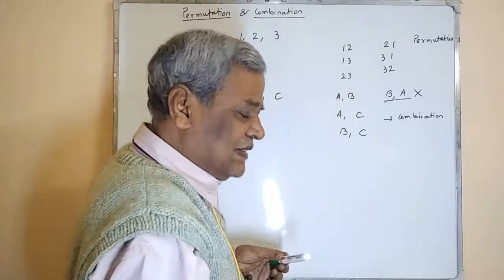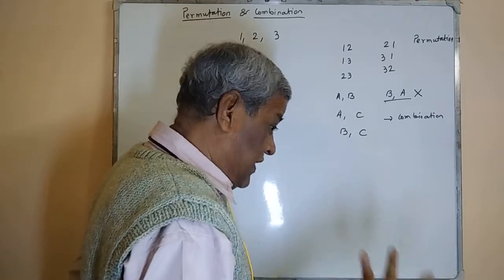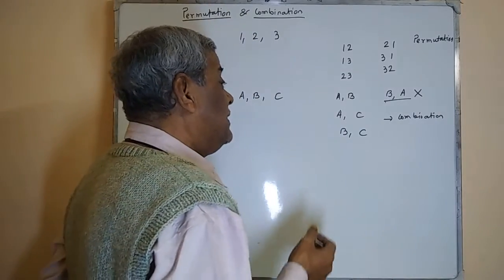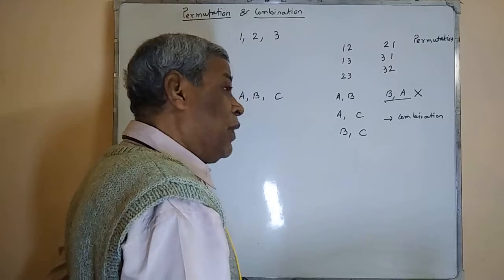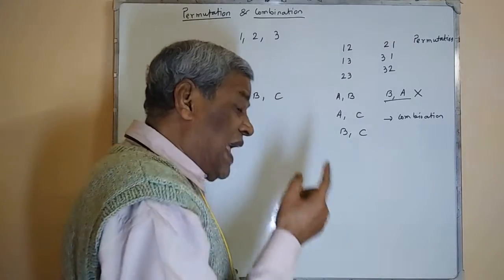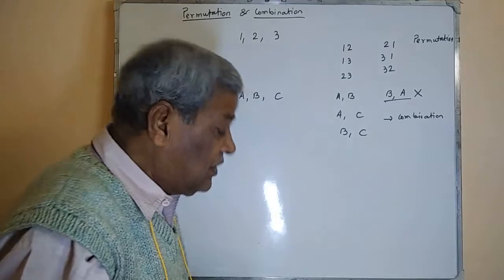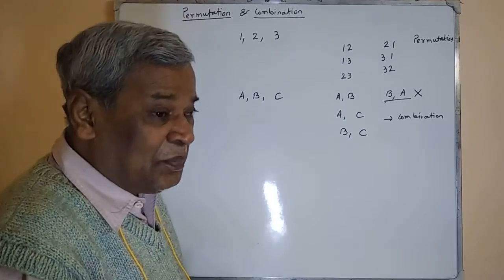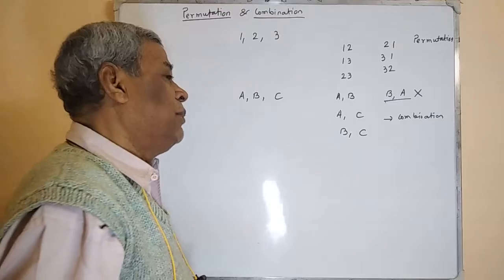Now secondly, formation of a committee or subcommittee, total number of straight lines by joining the different given points. This is a problem of combination. Number of triangles formed by joining different given points in a plane. This is once again a problem of combination.